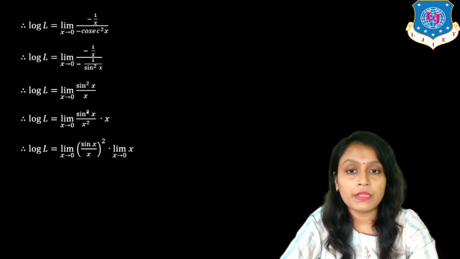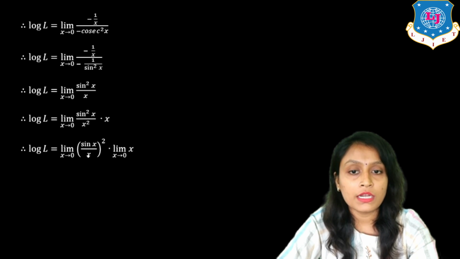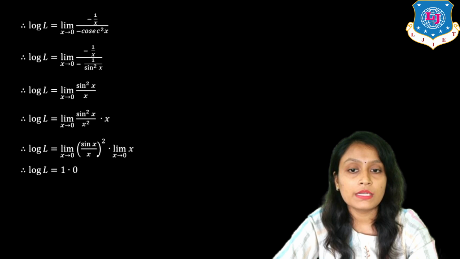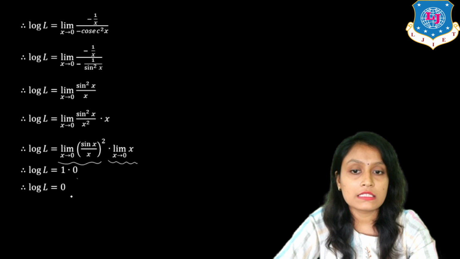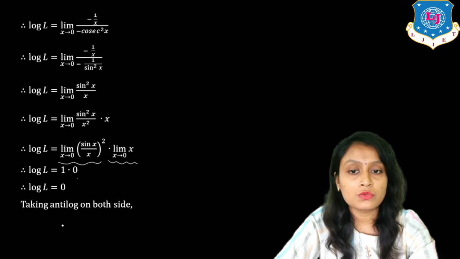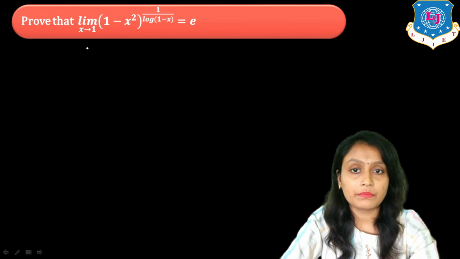Now we know this limit x tends to 0, sin x upon x is equal to 1. So we will apply that. So from here, you will get 1. And if you apply limit x tends to 0 here, you will get 0. So the final answer of log L is equal to 0. And taking anti-log on both the sides, you will get L is equal to e raised to 0, that is 1. Right?